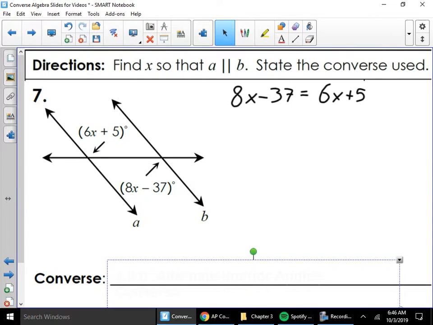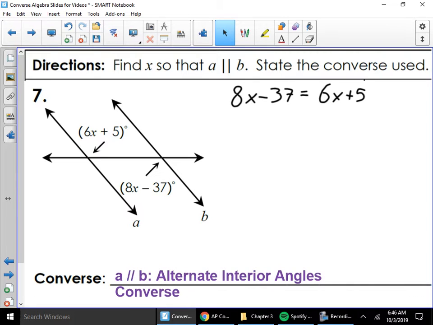So that is our alternate interior angles converse. Again, if we have those two equal alternate interior angles, then we know our lines are parallel. And that's our goal here, to find a value of x that makes the lines parallel. So we have another pick on the little guy style problem here.